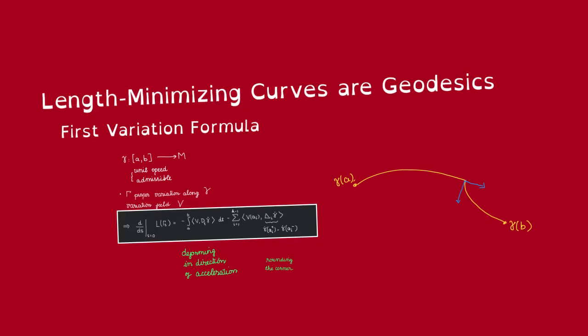Previously, we have shown that length minimizing curves of unit speed are geodesics. Naturally, now we want to ask if all geodesics are length minimizing. Do we have this converse? Well, not quite. We don't have a complete converse, but we do have a partial converse. Geodesics turn out to be locally length minimizing.